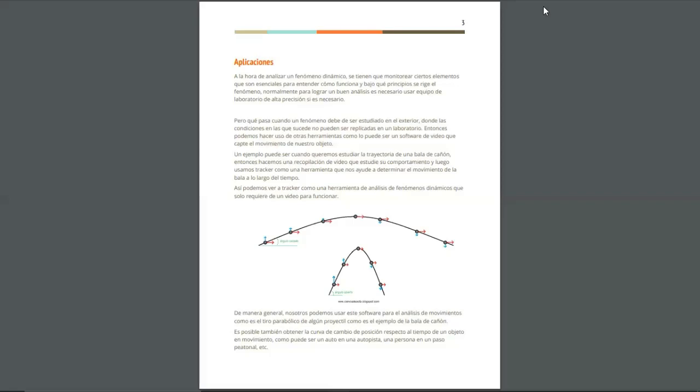to model the behavior of our experiment. For example, we can obtain the curve of change of position with respect to time of an object in movement, a car, a person, or any object in movement. We can know the behavior of a parabolic shot of a cannonball, an experiment that cannot be replicated in a laboratory, as you can see in the picture.